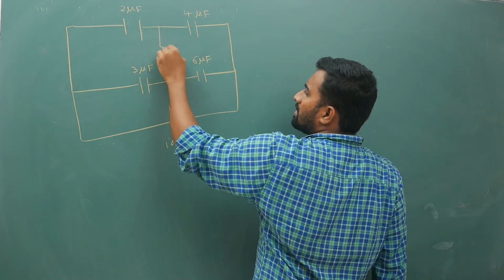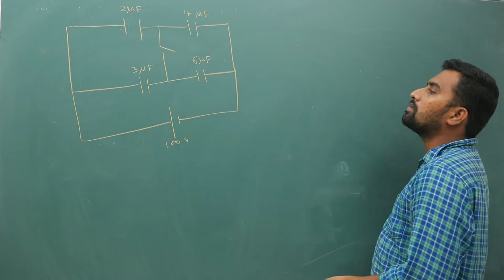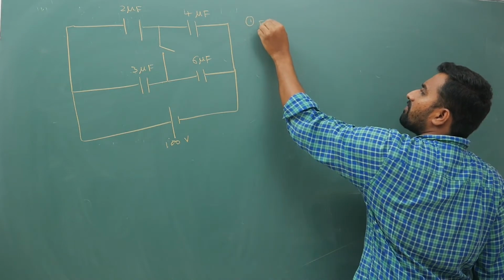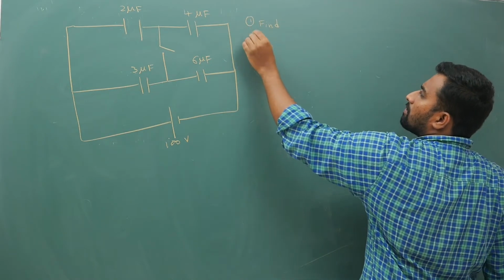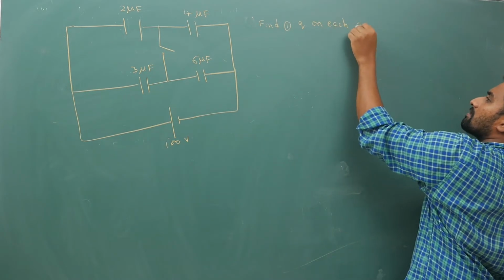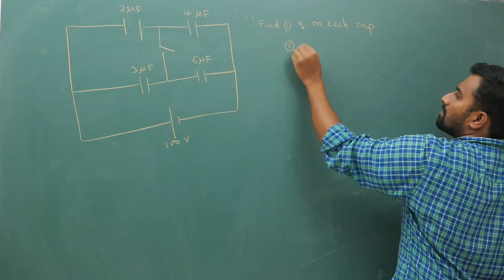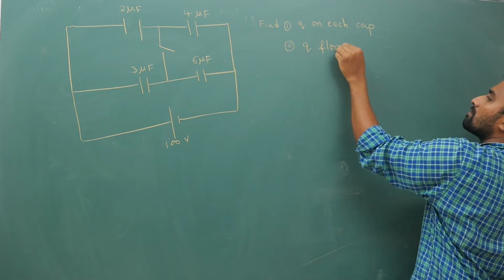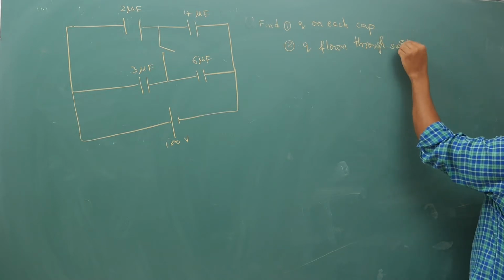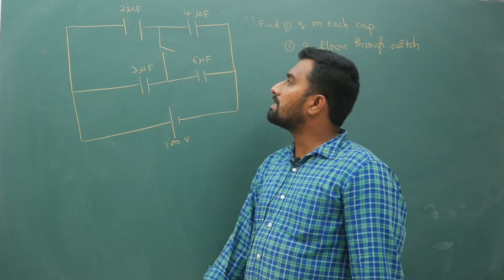Now let us say there is a switch in between. Find charge flown through the switch. I will keep questions like this. First question is the charge on each capacitor. Next, second, charge flown through switch. So through the switch how much is the charge that is flowing.